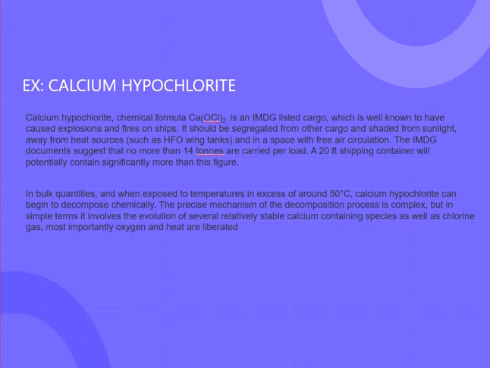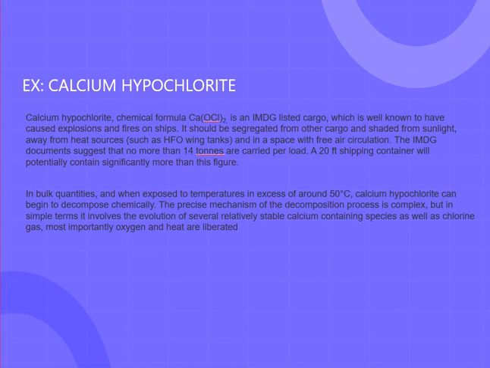As an example, calcium hypochlorite. Calcium hypochlorite, chemical formula CaOCl2, is an IMDG listed cargo which is well known to have caused explosions and fires on ships. So it should be segregated from other cargo and shaded from sunlight, because it is very toxic when exposed to sunlight. It should be kept away from heat sources such as HFO tanks, in a space with free air circulation. The IMDG document suggests that no more than 14 tons are carried alone. A 20 foot shipping container will potentially contain significantly more than this figure.